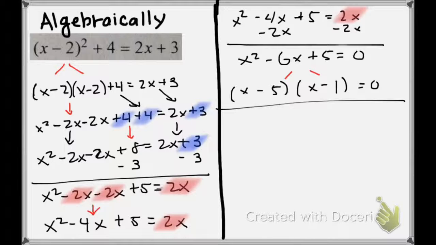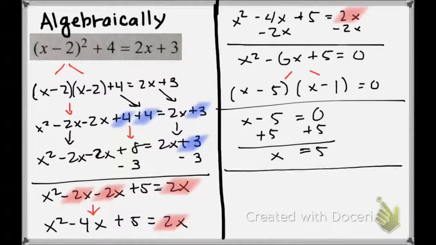Now we set these two to 0 one at a time. x - 5 = 0. Add 5 to both sides, and x = 5. x - 1 = 0. Add 1 to both sides, and x = 1. We now know that x equals 5 and 1. Are we done yet? No!